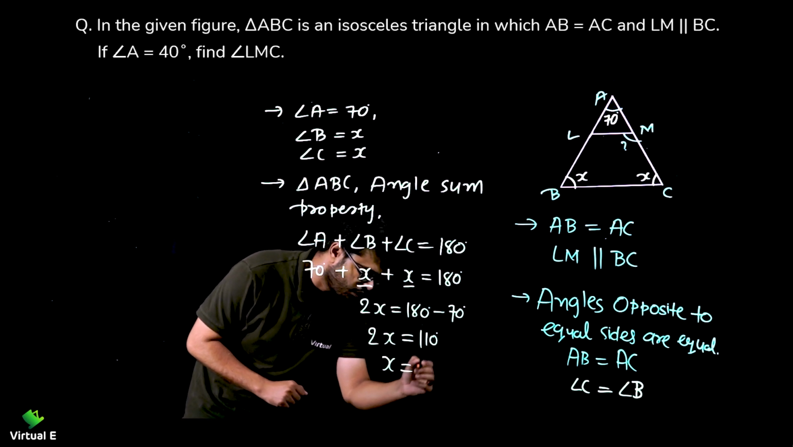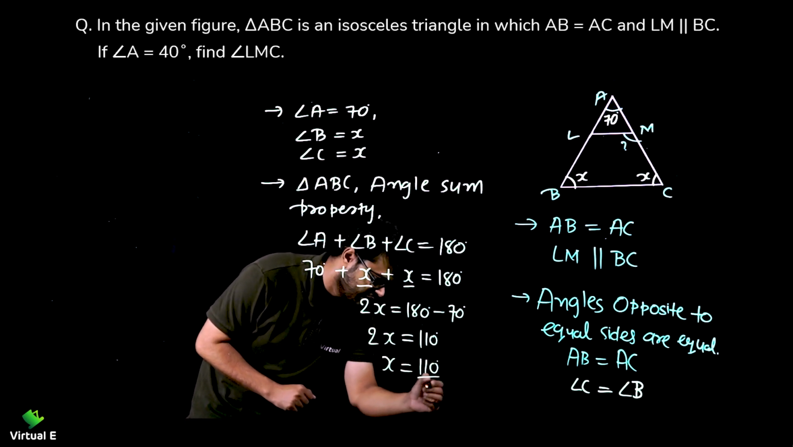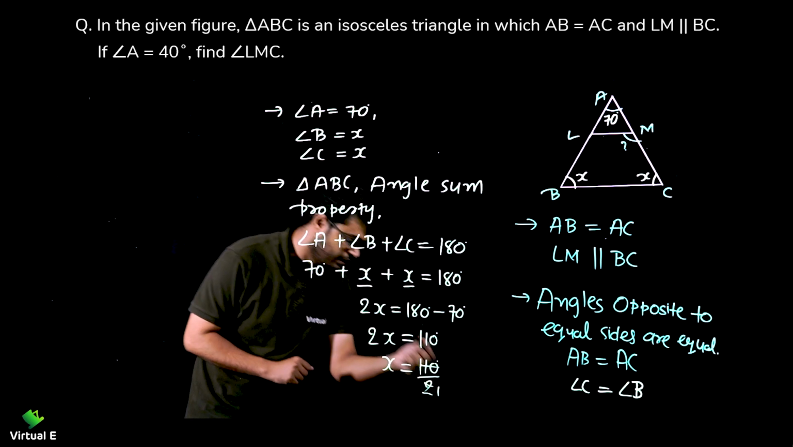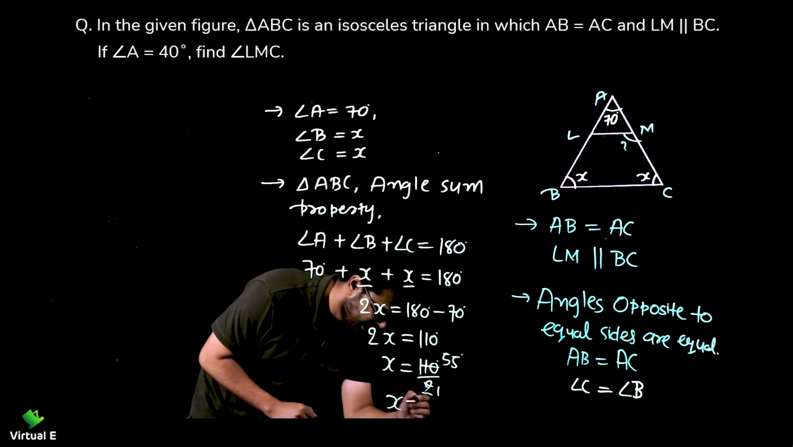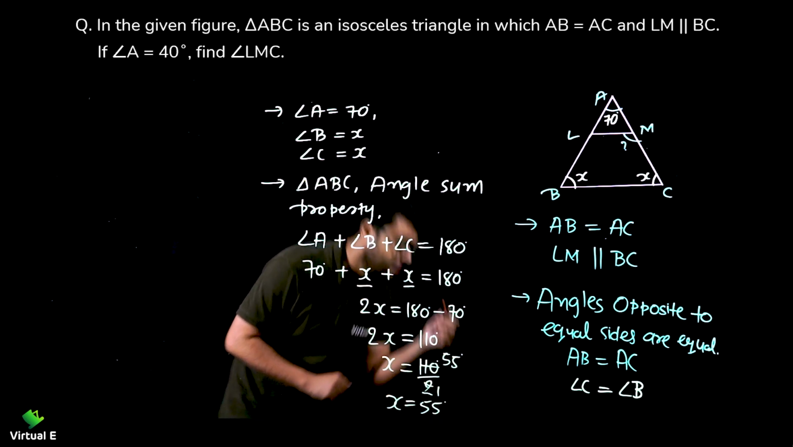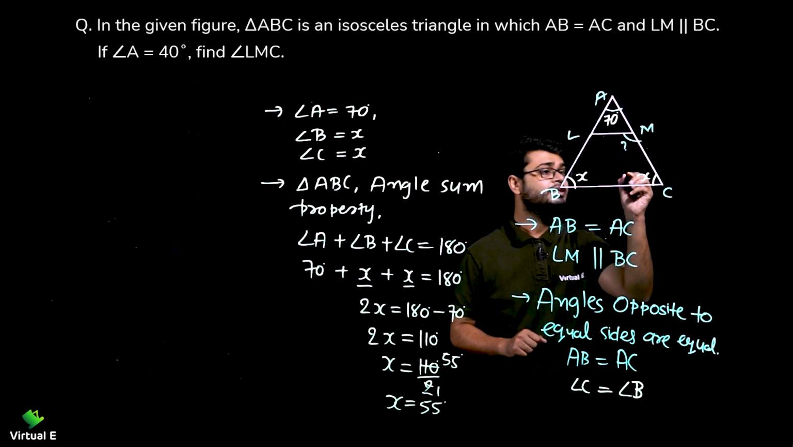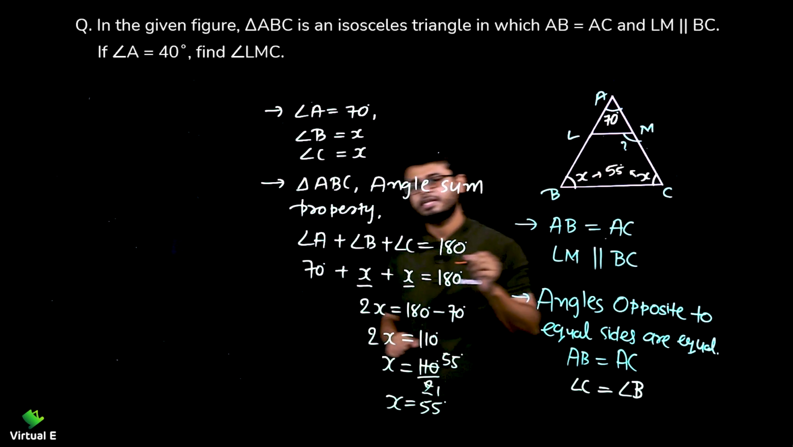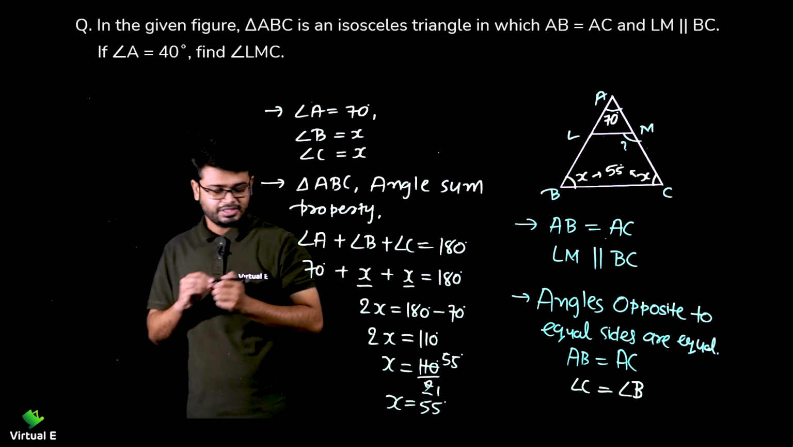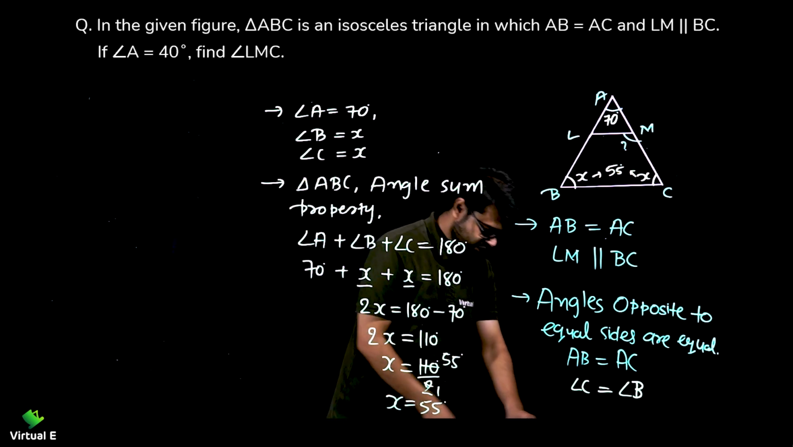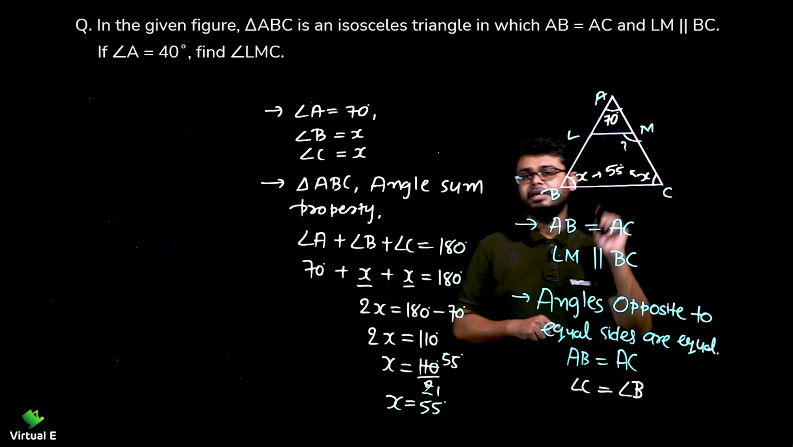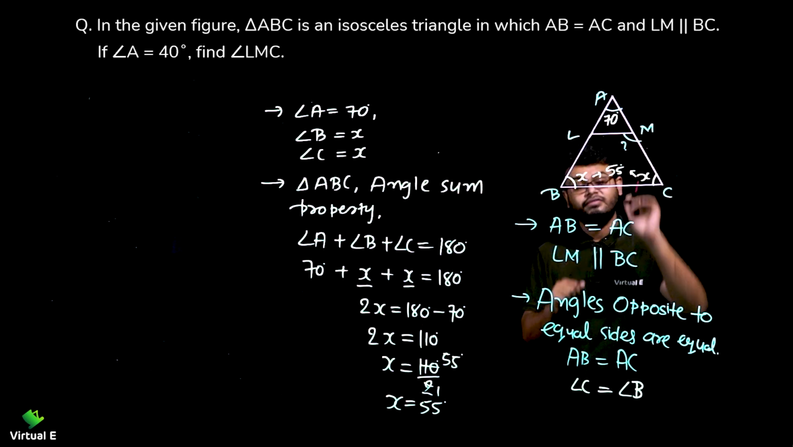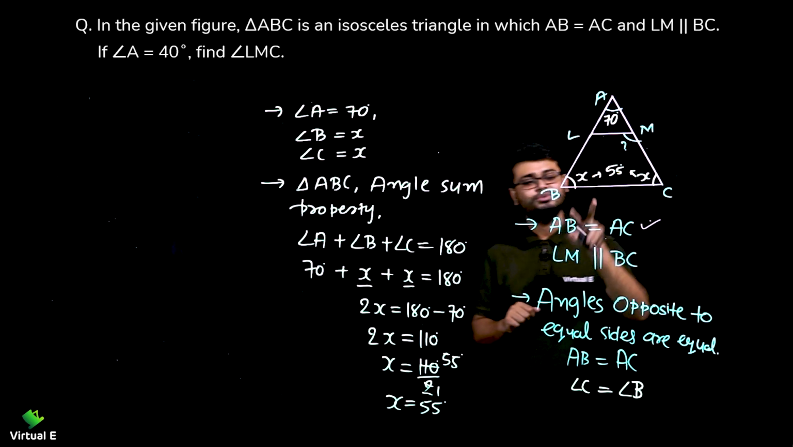So X is equal to what? 110 by 2, that is 55. So X is equal to 55. Okay, this angle is 55 and so is this angle, because this is an isosceles triangle. I hope you are able to understand so far. It's simple to do, right? We get the value of B and C. Now first condition we used that two sides are equal.